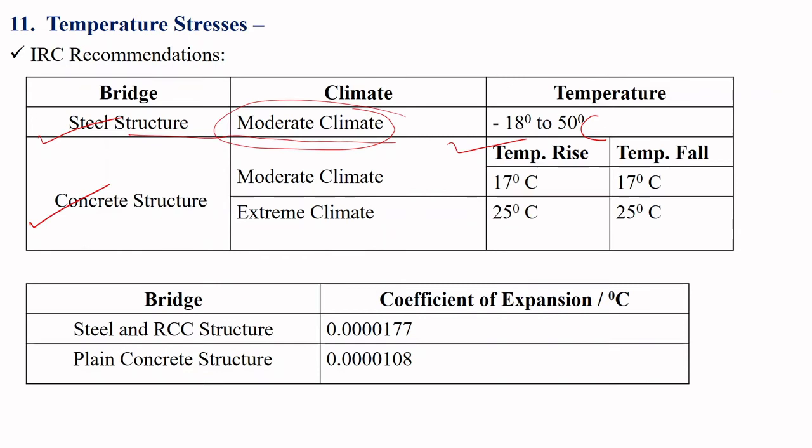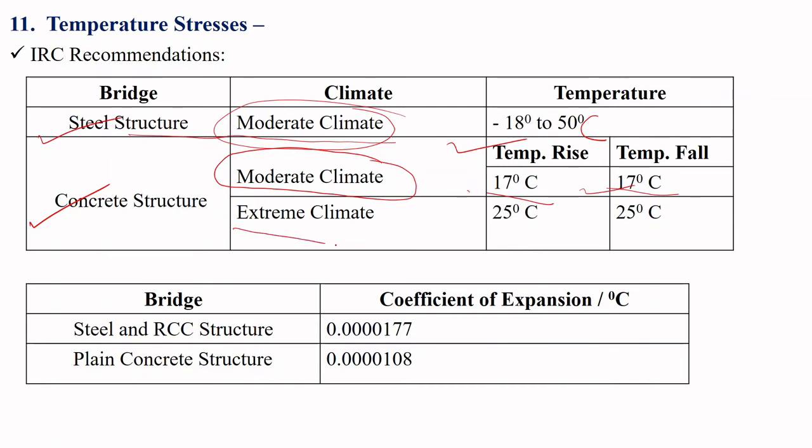Now we will see the next structure, that is the concrete structure. In case of the concrete structure, there are different provisions for the different climates. For the concrete structure in case of the moderate climate, the temperature rise is 17 degree centigrade, and the temperature fall is also 17 degree centigrade. Now what is the use of this value? We don't have to get into those details. We don't have to design the bridge. We just have to remember the values, which will be important for our exam, or any competitive exam you are appearing in.